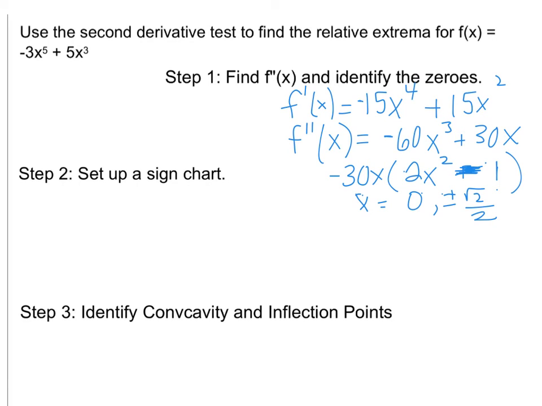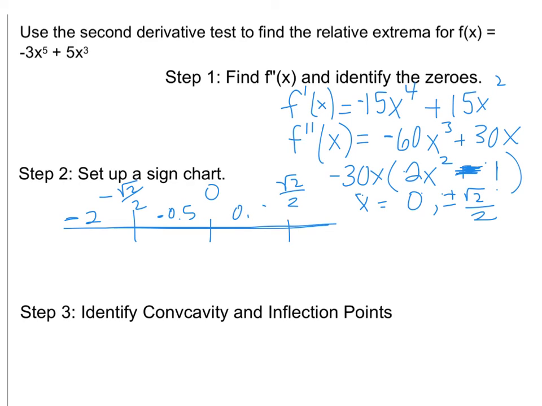All right, so we're going to set up a sign chart for the second derivative. So I've got negative square root of 2 over 2, 0, and square root of 2 over 2. All right, and we're putting it back into the second derivative. Okay, so I'm going to pick some values over here, negative 2, this would be negative 0.5, 0.5. You've got to be careful because that's 0.7, and then this is 1, so we'll do that.